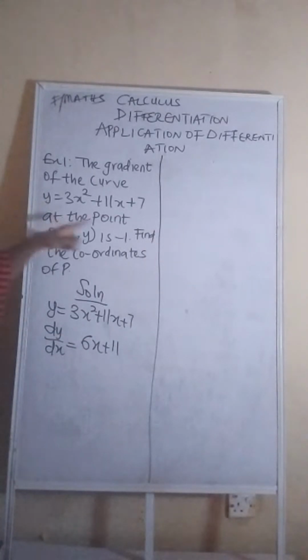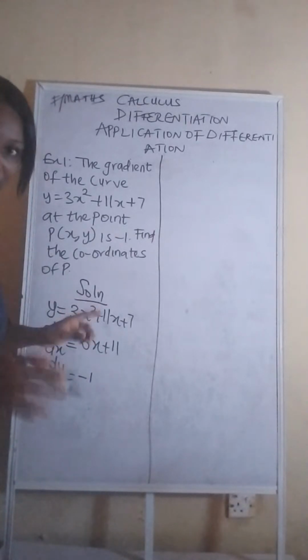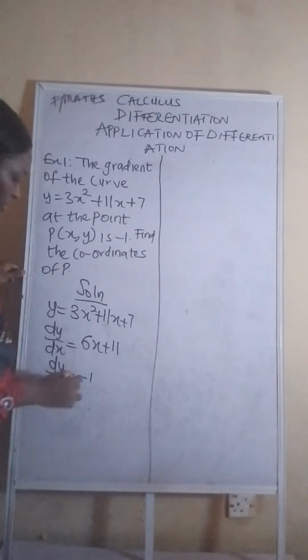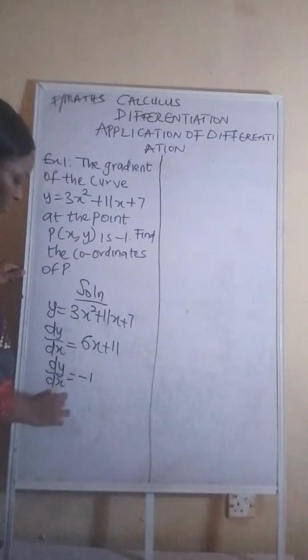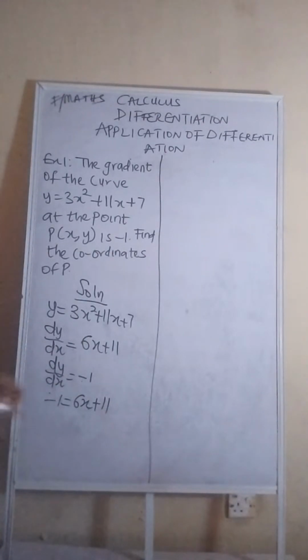Now it said that at the point P(x, y) the gradient equals minus 1. So dy/dx equals minus 1. Whenever you see dy/dx, you put minus 1. I'm sure you understand that part now. Alright. Since we have dy/dx equals this, we change dy/dx to minus 1 equals 6x plus 11. Have you seen that now?